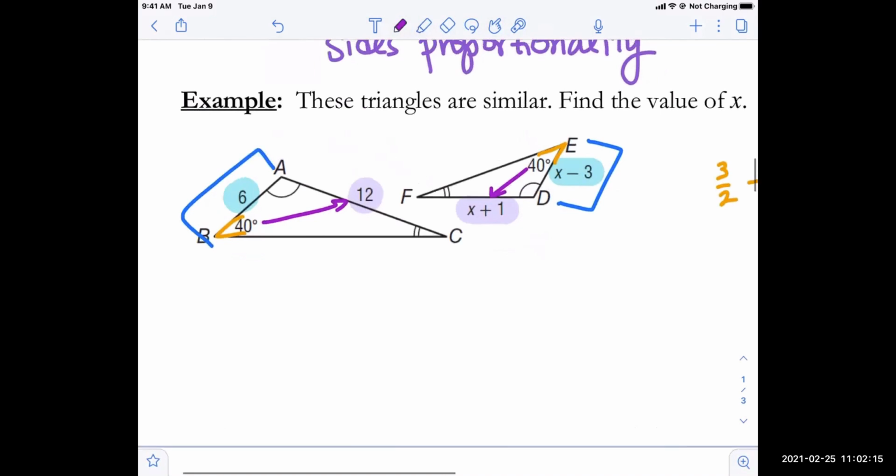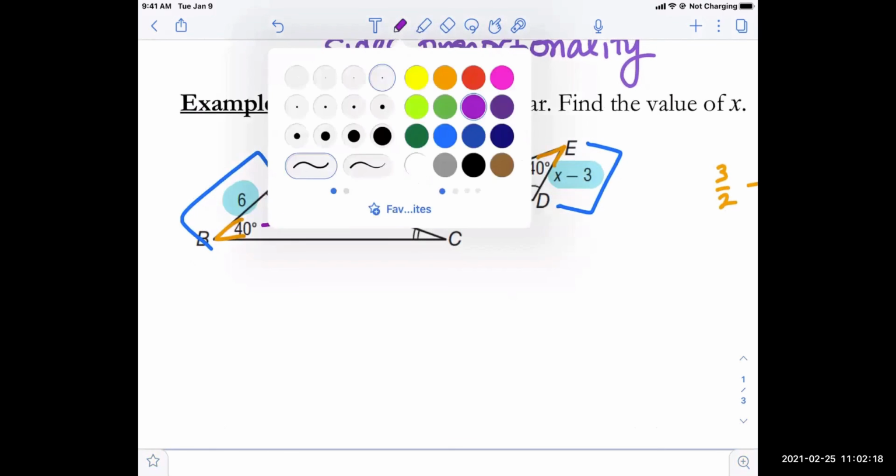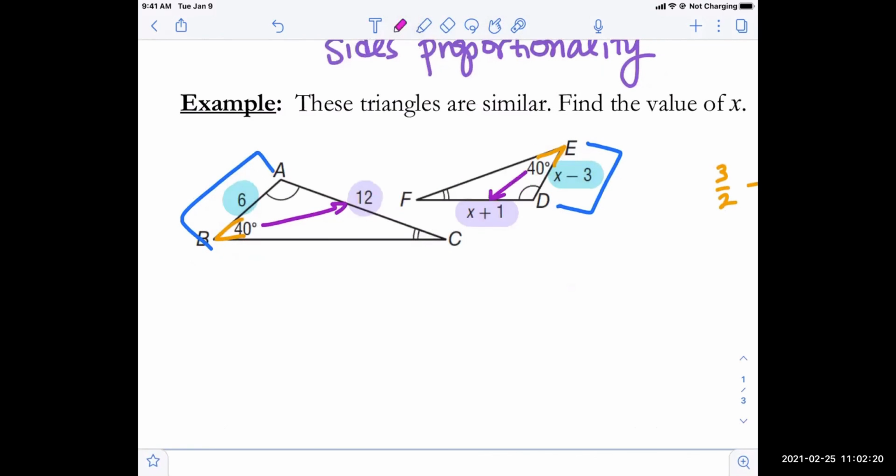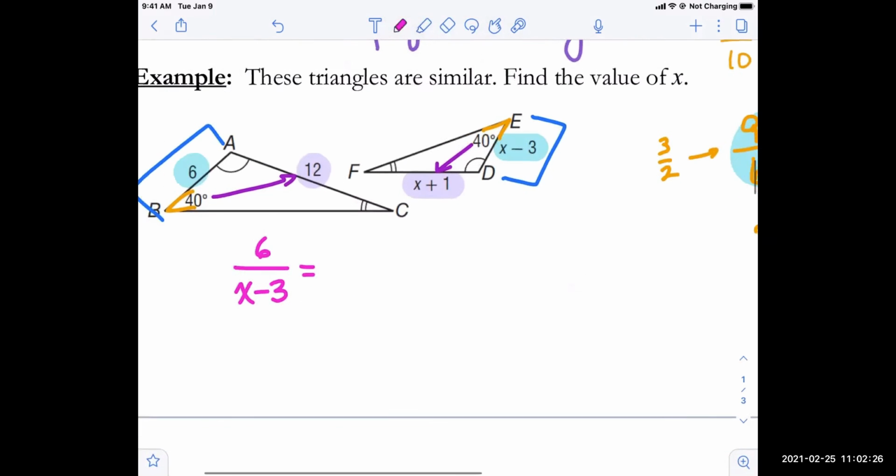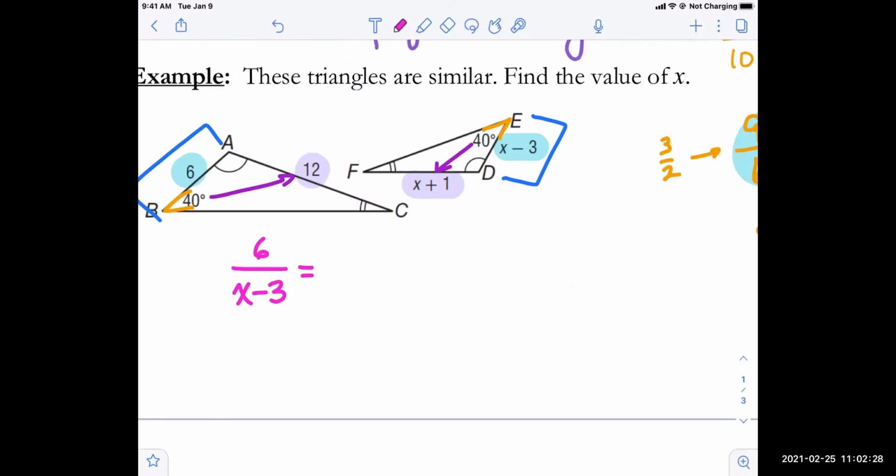Okay, so find the value of x. I need a proportion. So if I do 6 over x minus 3, what would be the right side of the proportion? 6 over x minus 3 equals what? Braden, tell me what that should be.